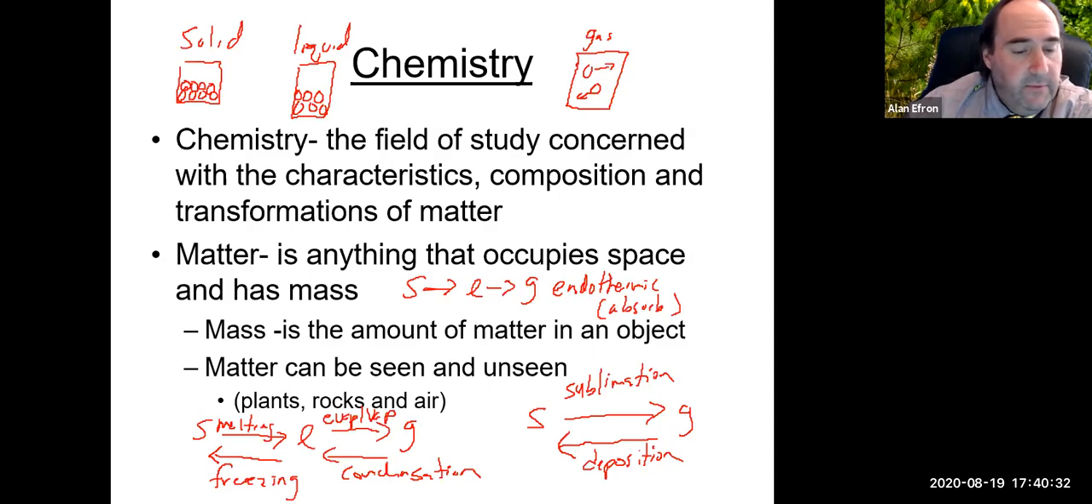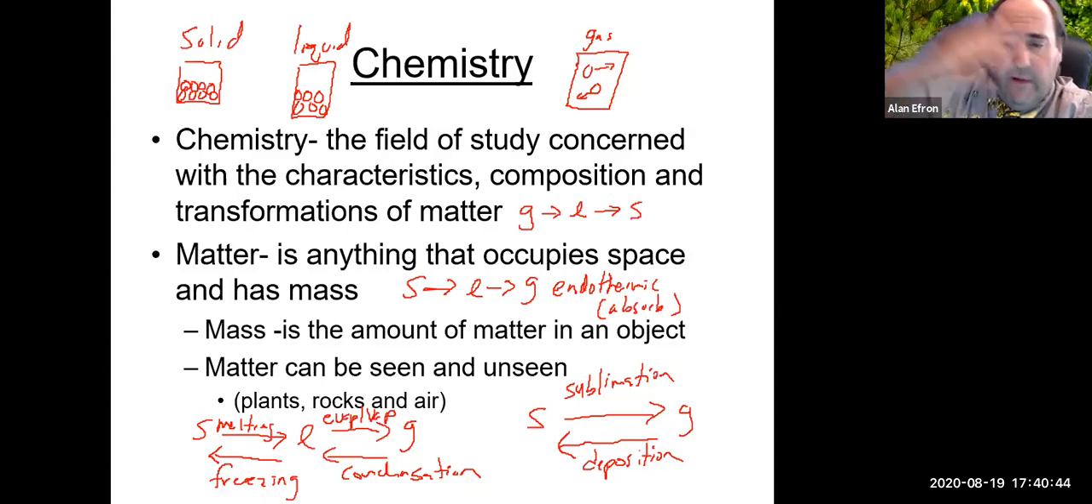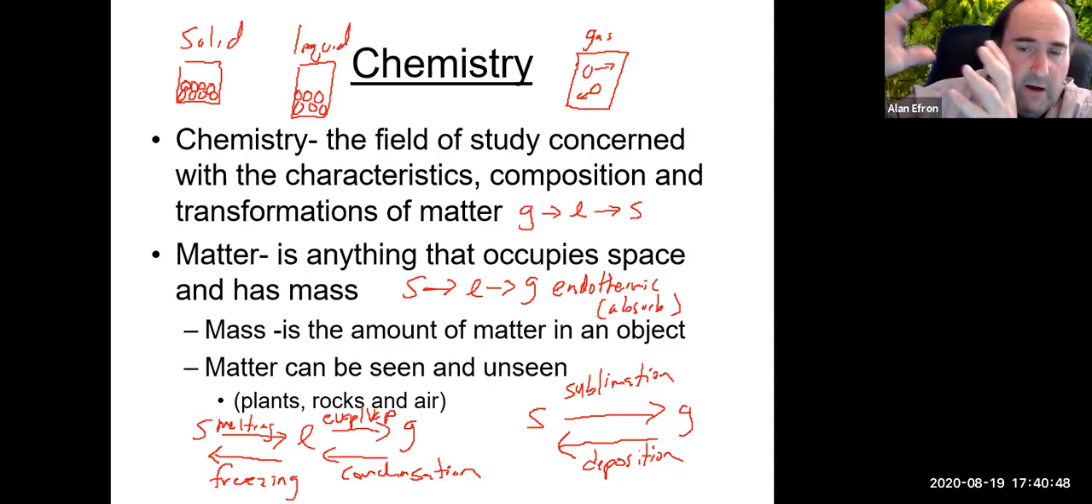And the opposite would be true as we go in the opposite direction, starting at gas, going to liquid, and then going to the solid state. If you think about the gas state, the particles are flying around really fast, so they need to lose energy. As they give off energy, the molecules or whatever they may be that are flying around are going to slow down.